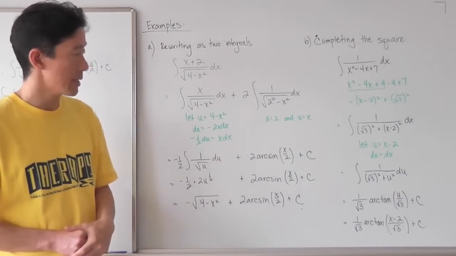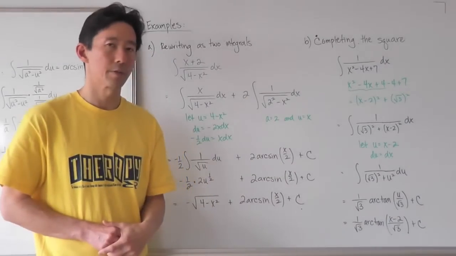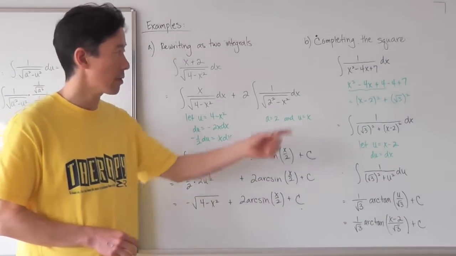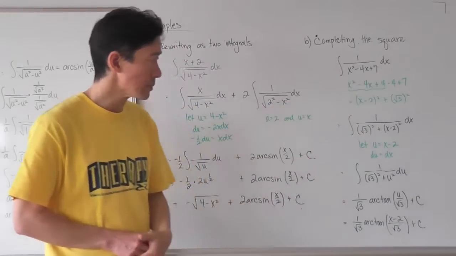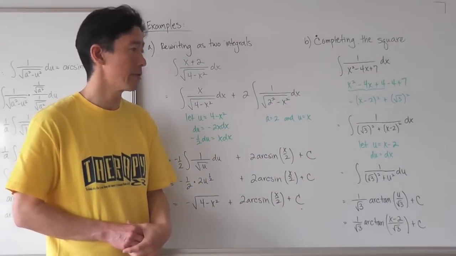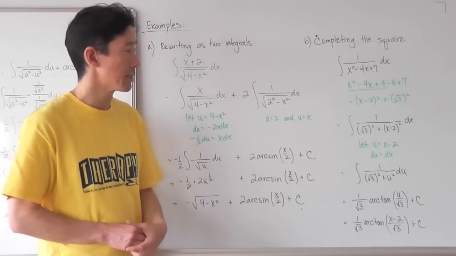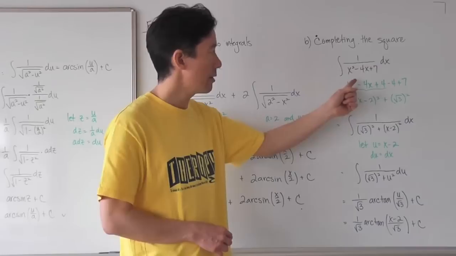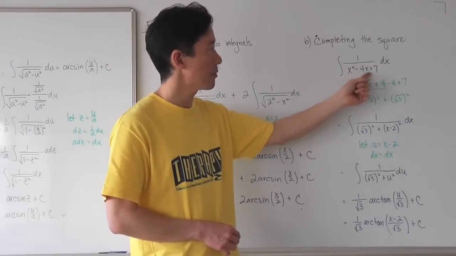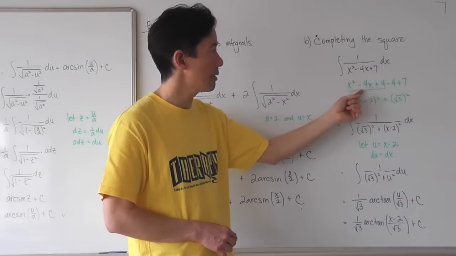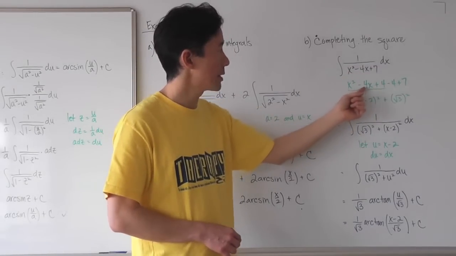Okay, and then the other case is when we need to complete the square. Notice that if we have a quadratic in the denominator, we can get it into a form that will hopefully produce the inverse tangent. So what I have here is x squared minus 4x plus 7, rewritten here.